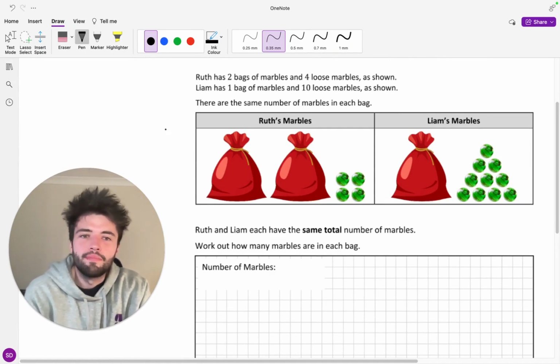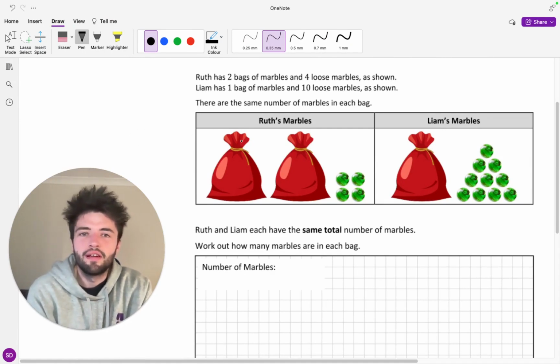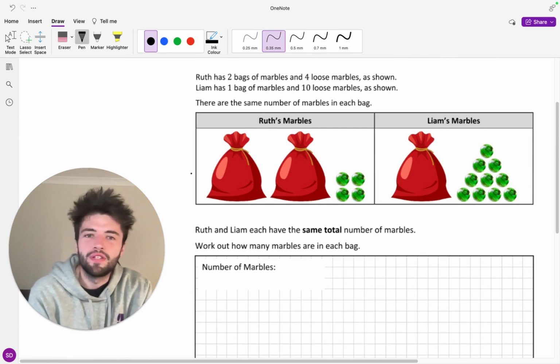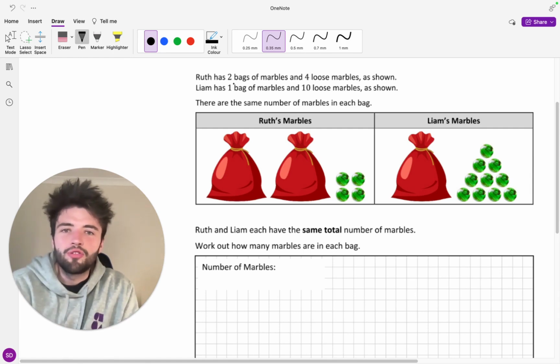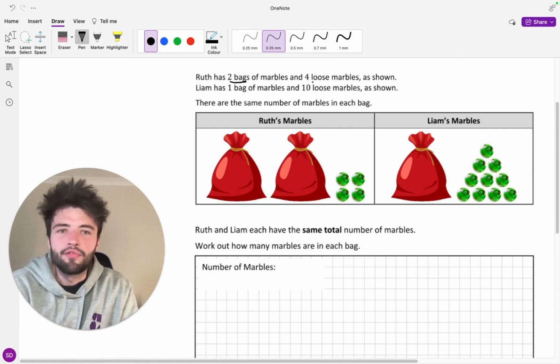So here we've got a question basically on taking words and pictures and turning them into algebraic expressions. So we're going to be doing some practice on that. And we're told that Ruth has 2 bags of marbles and 4 loose marbles as shown. So we can see Ruth's diagram. Liam has 1 bag of marbles and 10 loose marbles. So we can see over here a picture of what Liam has.